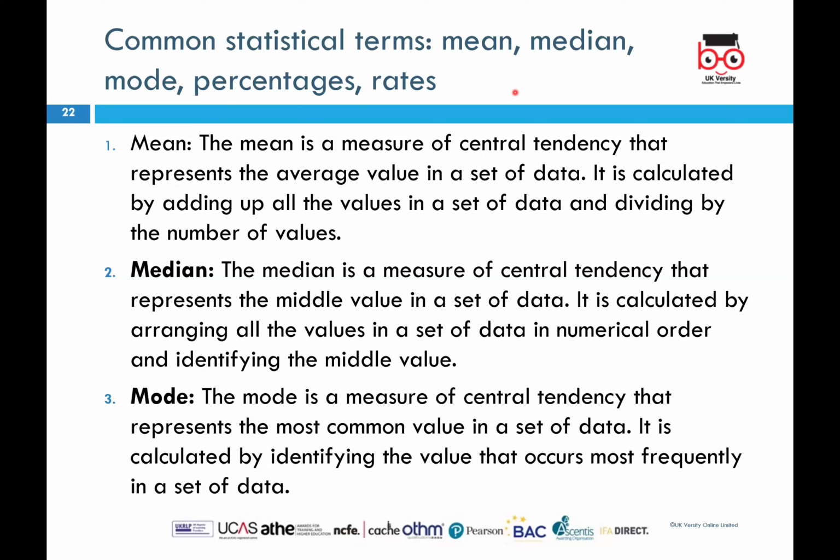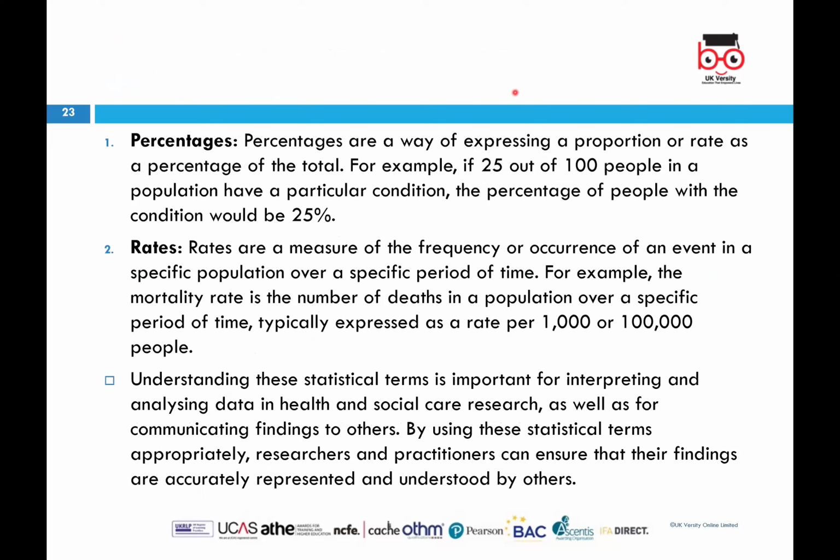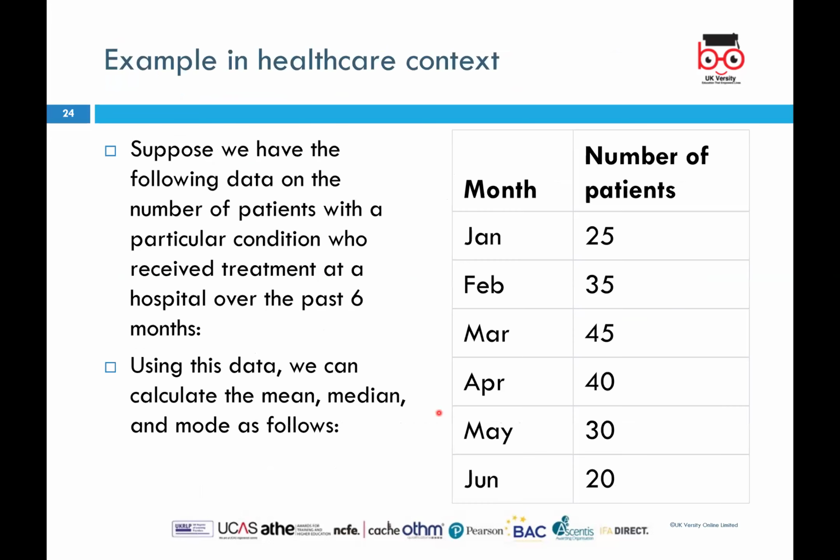Then we talked about the mode, which is the value that occurs most frequently in a data set. Percentages are a valuable way of expressing a proportion or a rate as a percentage of the total. Rates are a measure of the frequency or occurrence of an event in a specific population over a specific period of time. We had mortality rates, we had morbidity rates. So whenever you have these statistical terms, if you understand them, you can interpret data in a better way.